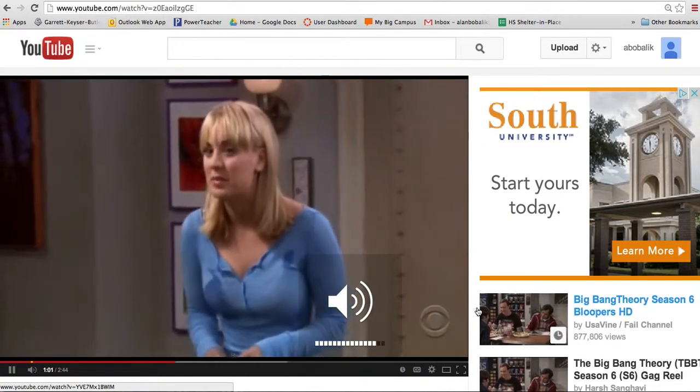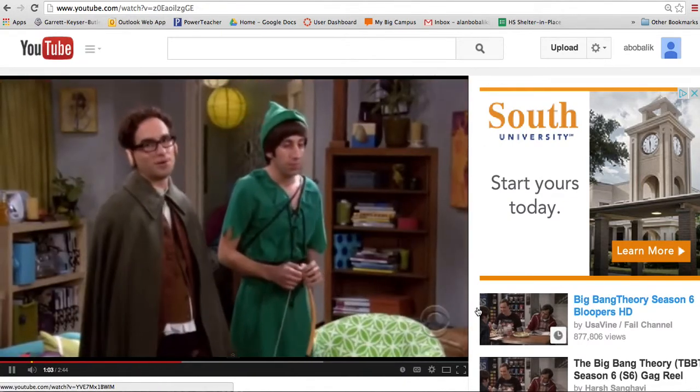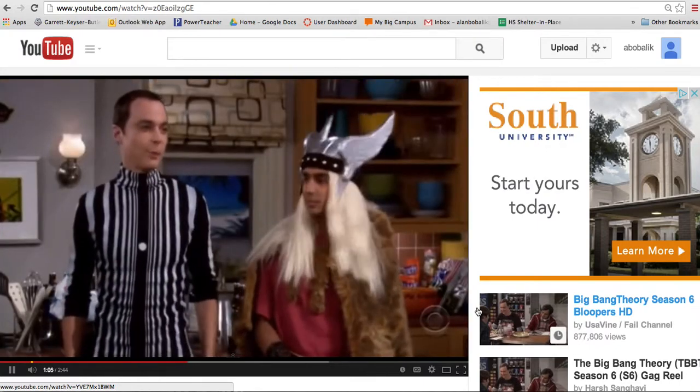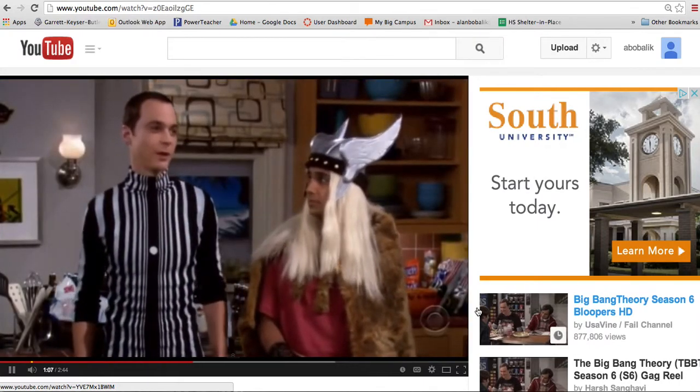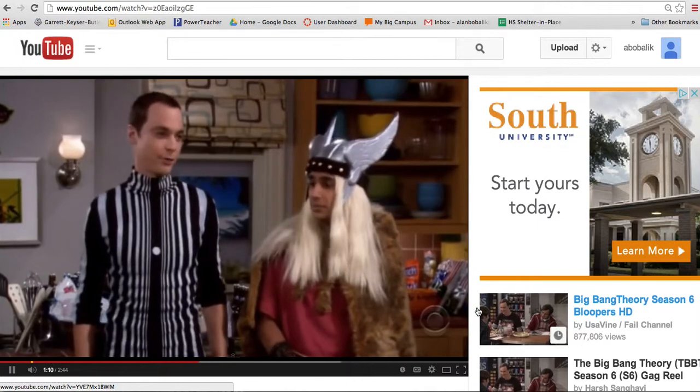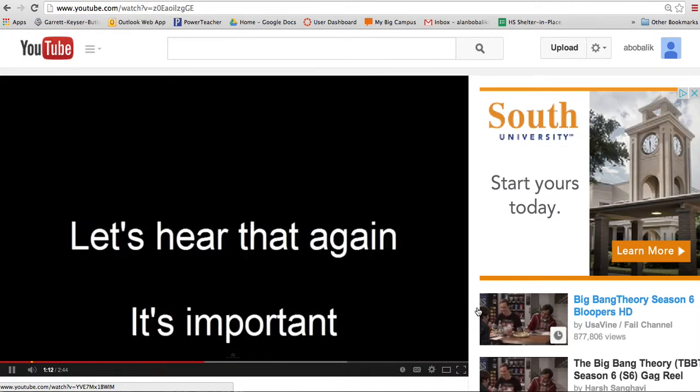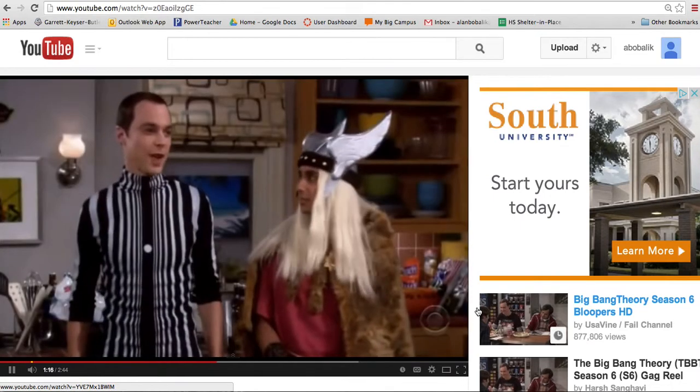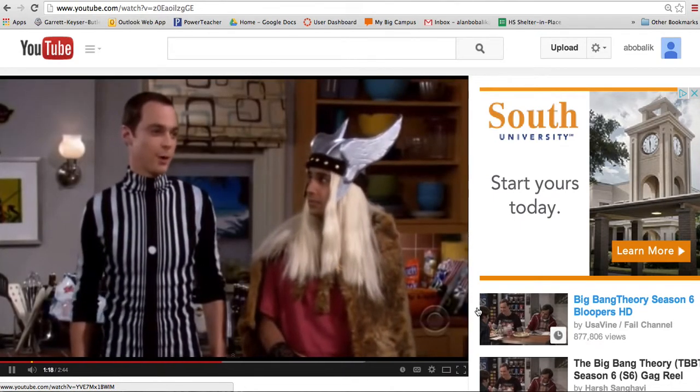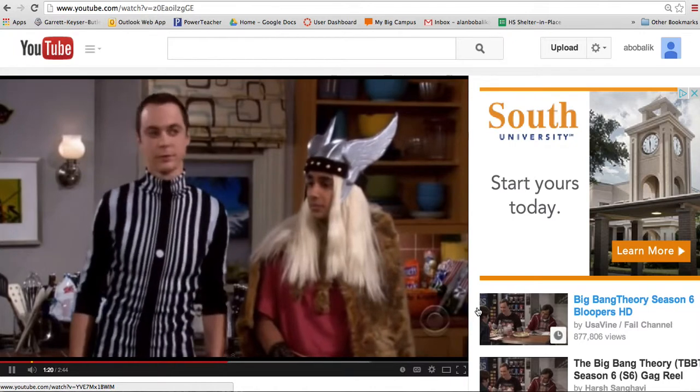Hey, what's Sheldon supposed to be? Oh, he's the Doppler effect. Yes. It's the apparent change in the frequency of a wave caused by relative motion between the source of the wave and the observer.